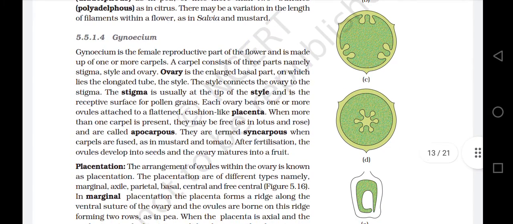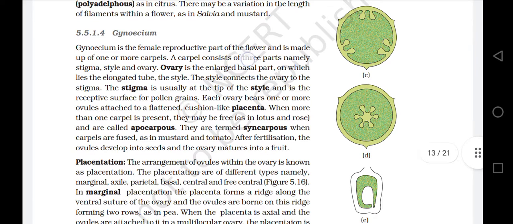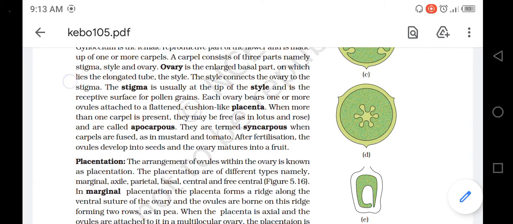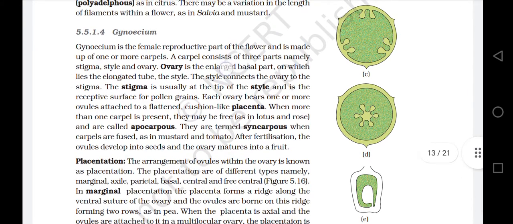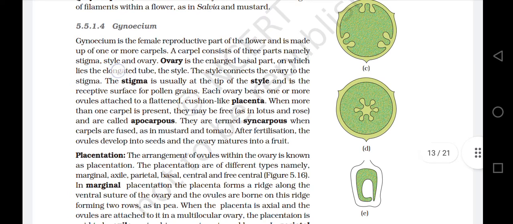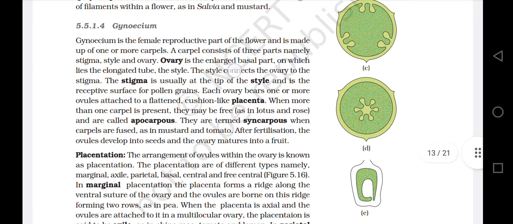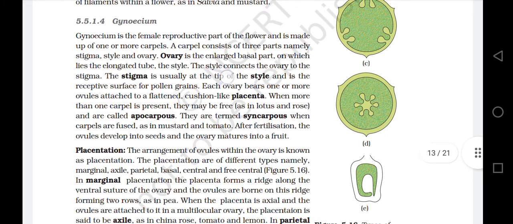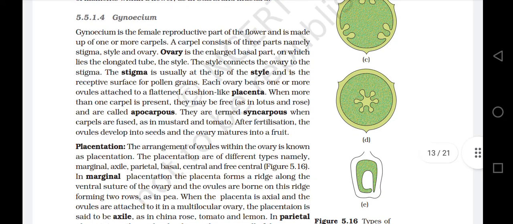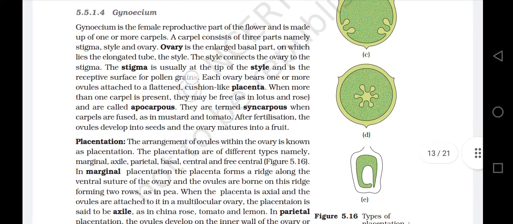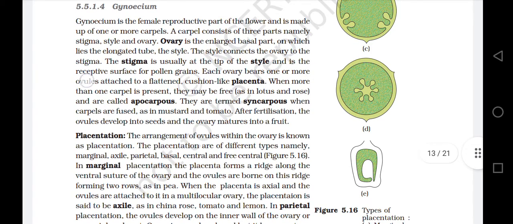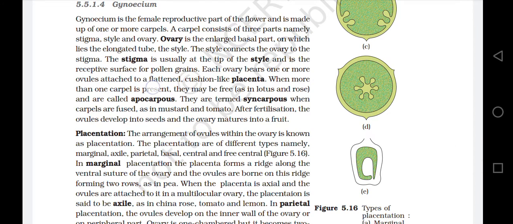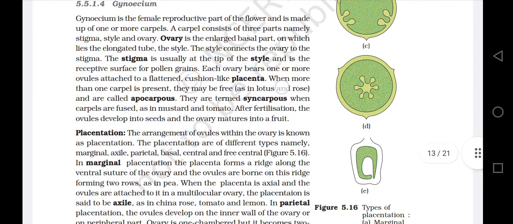5.5.1.4 Gynoecium. Gynoecium is the female reproductive part of the flower and is made up of one or more carpels. A carpel consists of three parts, namely stigma, style, and ovary. Ovary is the enlarged basal part, on which lies the elongated tube. The style connects the ovary to the stigma. The stigma is usually at the tip of the style and is the receptive surface for pollen grains. Each ovary bears one or more ovules attached to a flattened cushion-like placenta.